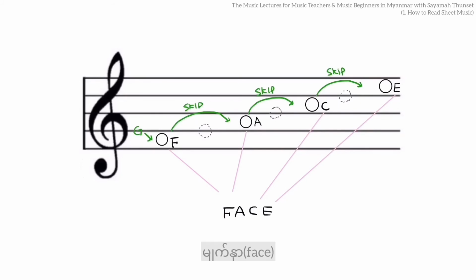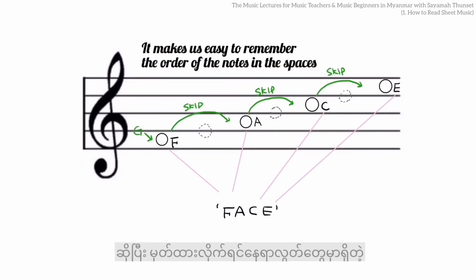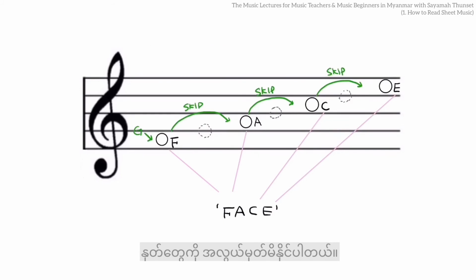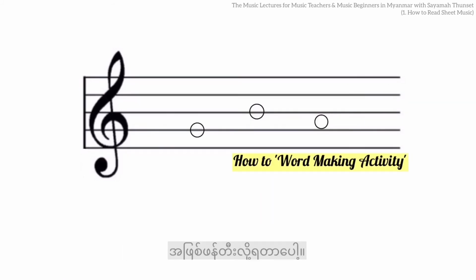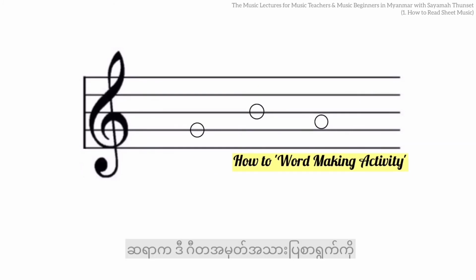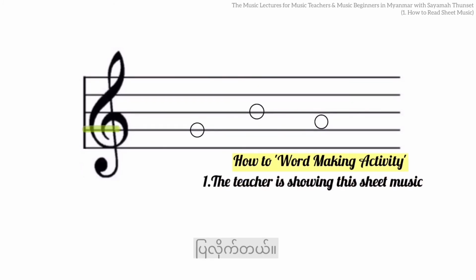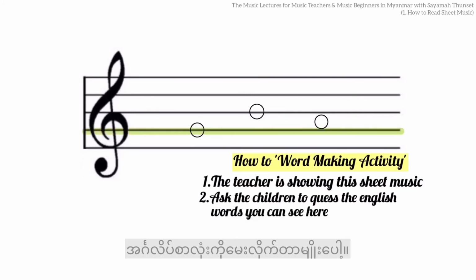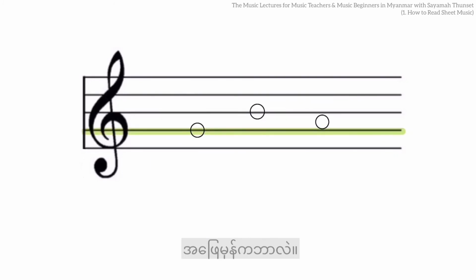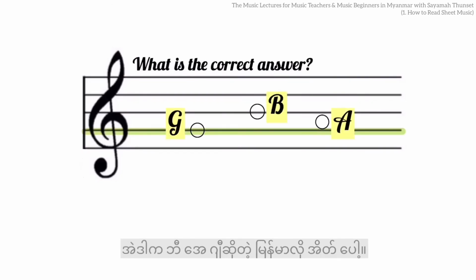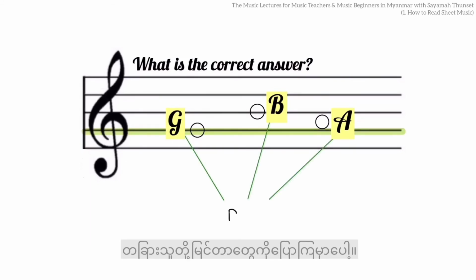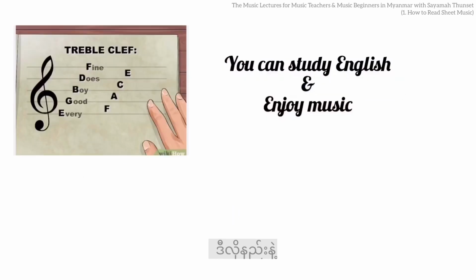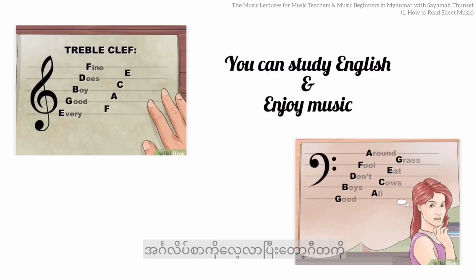F-A-C-E becomes the English word face, and it makes it easy to remember the order of the notes in the spaces. You can conduct a word-making activity using this alphabet. For example, the teacher is showing this sheet music. Then ask the children to guess the English words you can see here. What is the correct answer? It's going to be B-A-G, which means bag. And there will be students who talk about something else. This way you can study English and enjoy music.